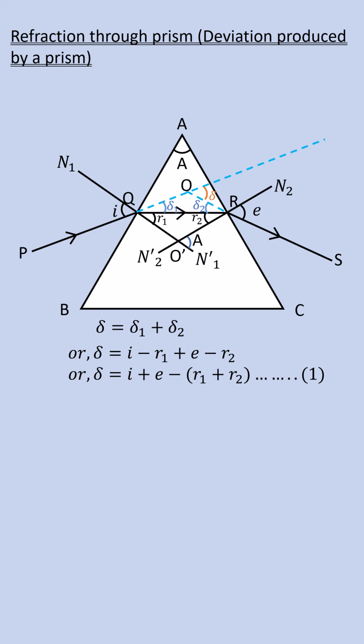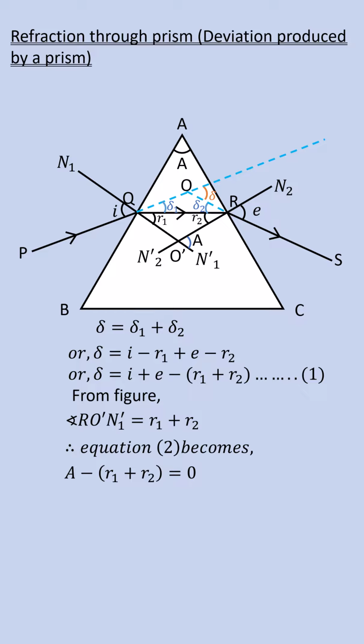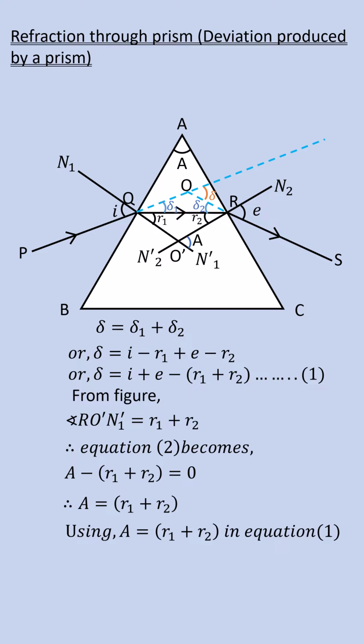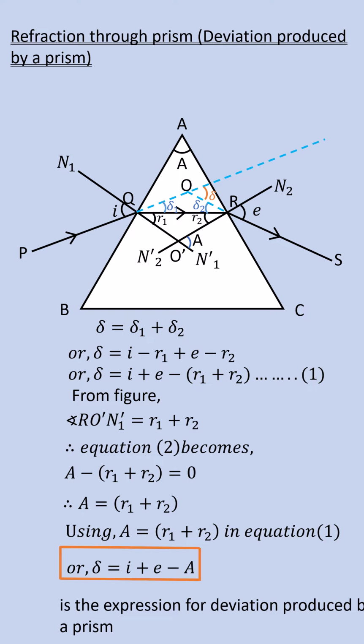R1 plus R2 is equal to A. We'll see it later. From the figure, A equals R1 plus R2. That's why delta equals I plus E minus A. This is the general formula for deviation produced by a prism.